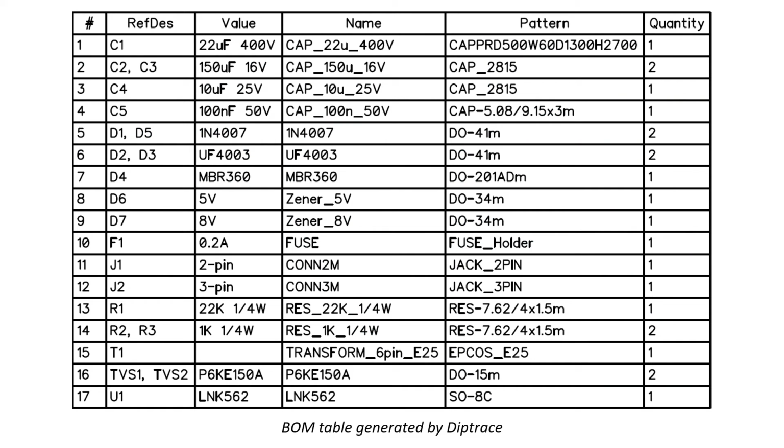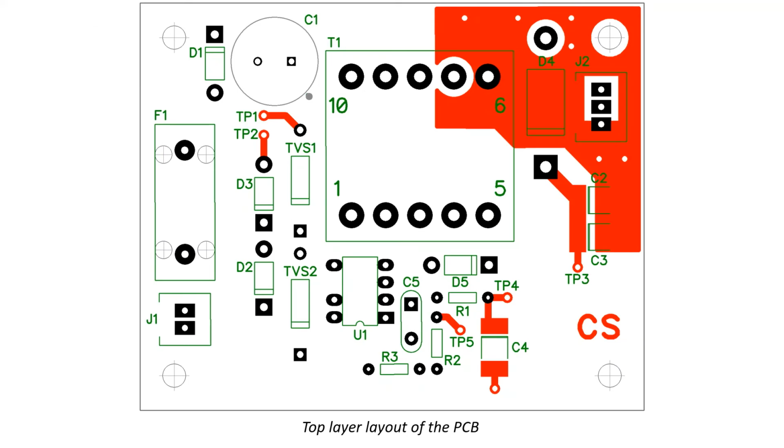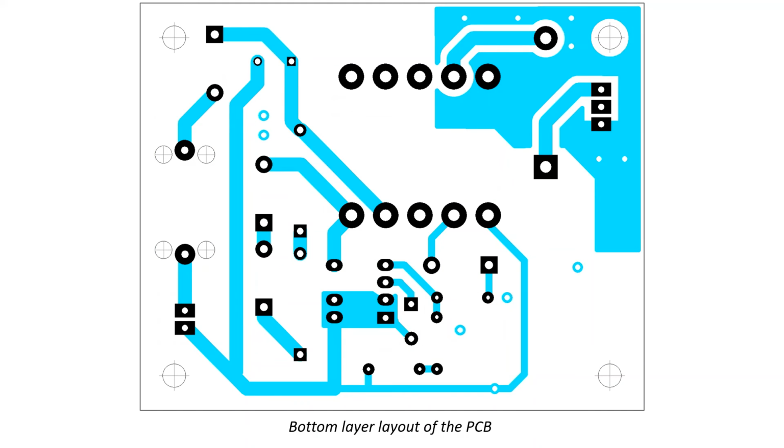And this is the bill of materials that shows the list of components that I used in my converter. And this is the top layer layout of the PCB generated by DipTrace that shows the component placements. The bottom layer layout, on the other hand, shows the routings throughout the PCB.